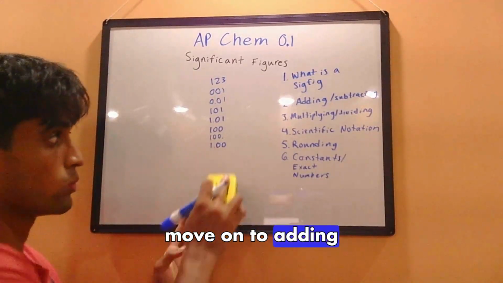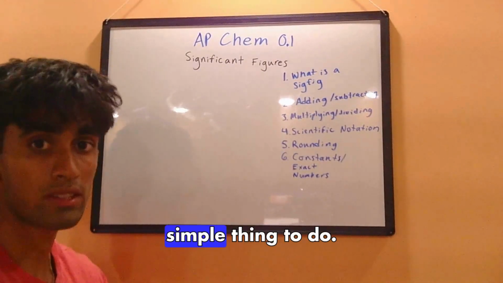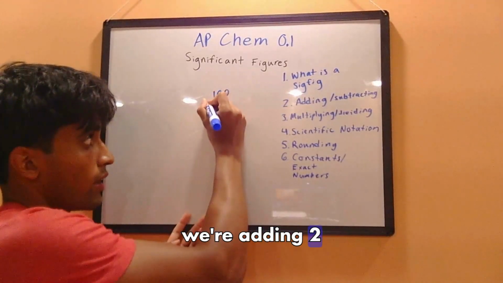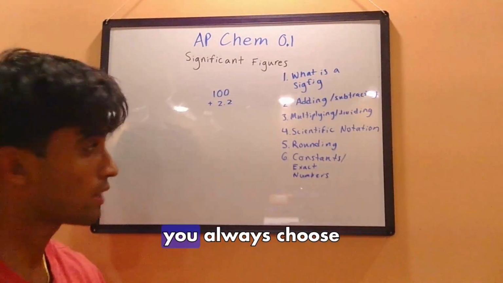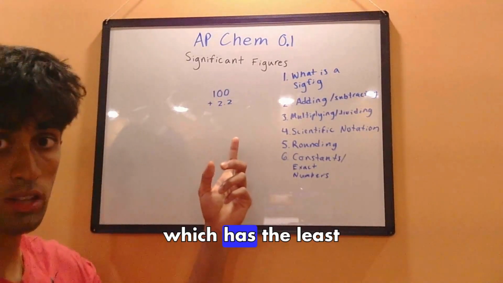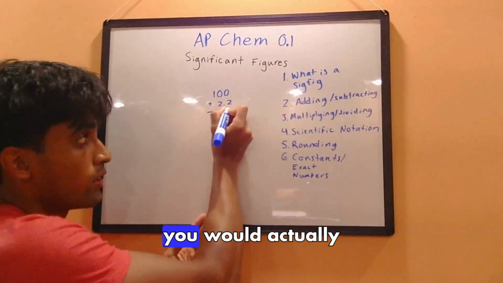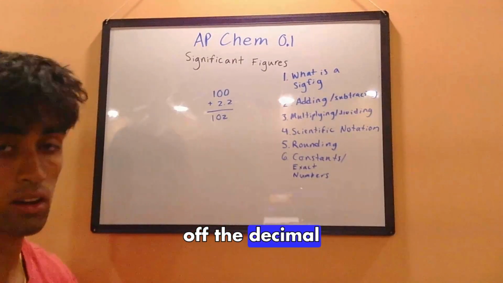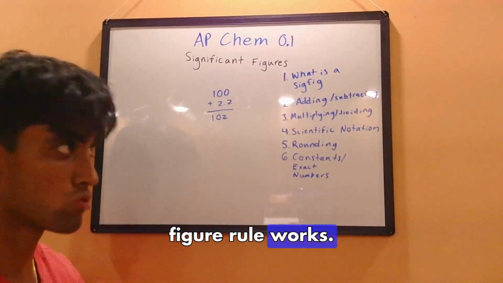Now, let's move on to adding and subtracting with sig figs. This is a relatively simple thing to do. So, when we have two numbers, we're adding 100 and 2.2. For adding and subtracting, you always choose the number with the least amount of decimal places. Out of 100 and 2.2, the one with the least is 100 because it has 0 decimal places. So when you add them, you would just do 102, and you would leave off the decimal point because it's not significant. That's how the significant figure rule works.